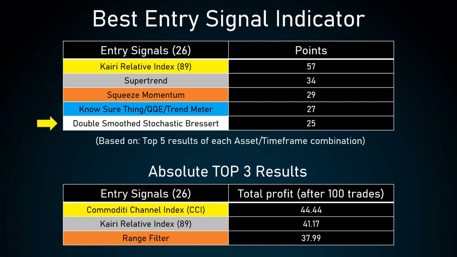As you can see, none of the new entry signals presented in today's video took any of the first 3 places, only the 4th and the 5th. So in total, the best entry signal indicator is still the 89 length relative index. Now let me show you which was the best entry signal indicator on different assets and on different timeframes, and finally some bonus stats.